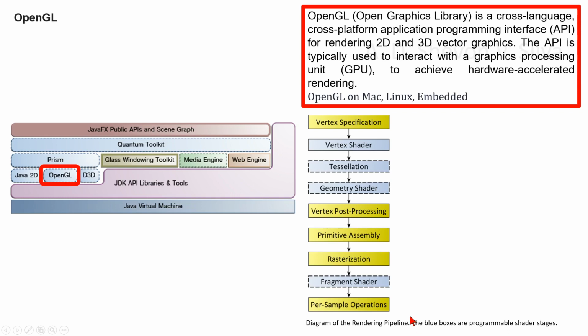Here you can see a vertex specification is connected to vertex shader. Vertex shader is connected to tessellation. Tessellation is connected to geometry shader. Geometry shader is connected to vertex post processing. Vertex post processing is connected to primitive assembly. Primitive assembly is connected to rasterization. Rasterization is connected to fragment shader. Fragment shader is connected to pre-sample operations. You can see programmable shader stages here: vertex shader, tessellation, geometry shader, and fragment shader.